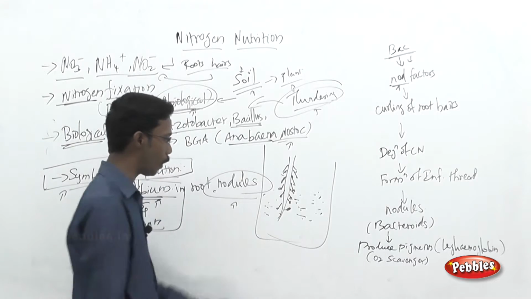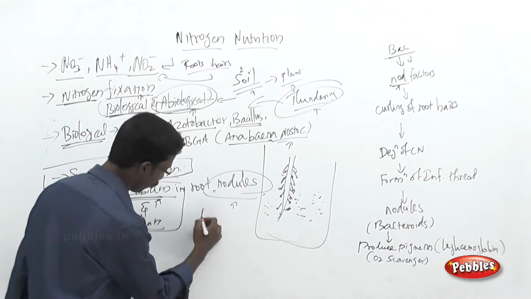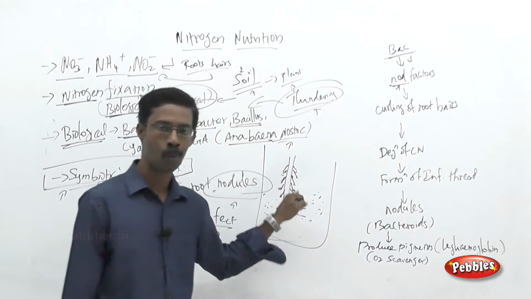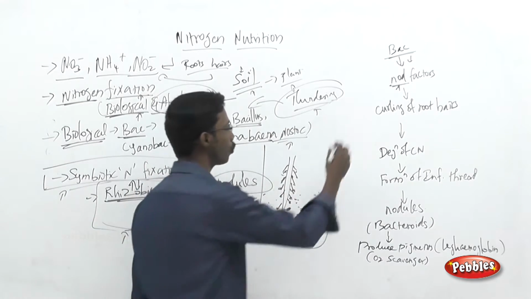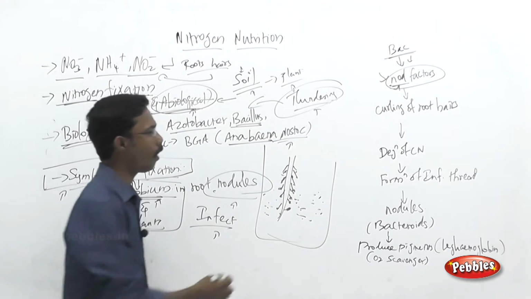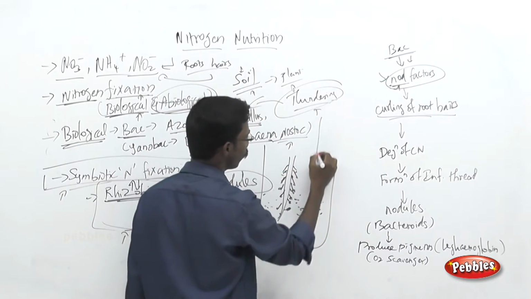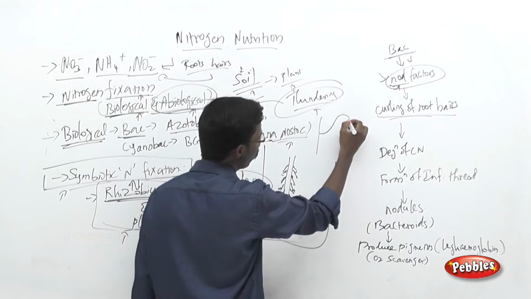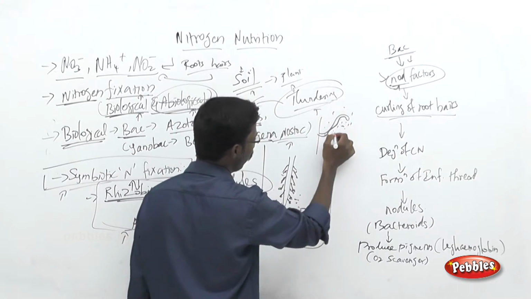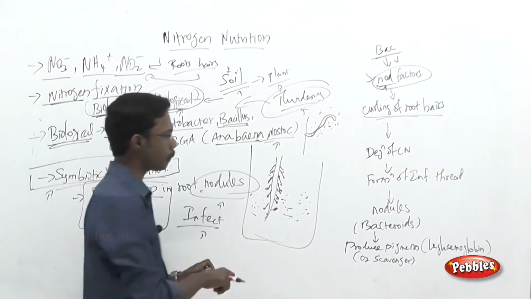For example, the rhizobium is going to infect the particular root hair. It is called infection because it causes the infection over here. The infection leads to the release of some factors called the nod factors. The nod factors will cause the curling of the root hair. For example, if this is a root hair, it is going to form the curling. These are all the bacteria in the surrounding.